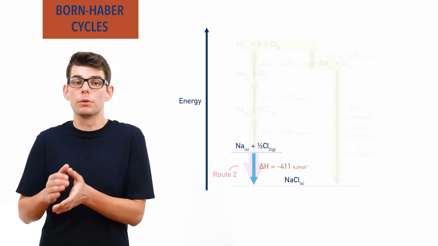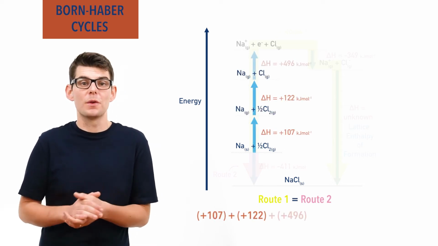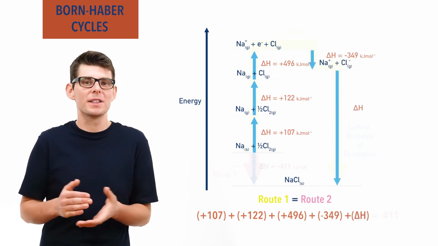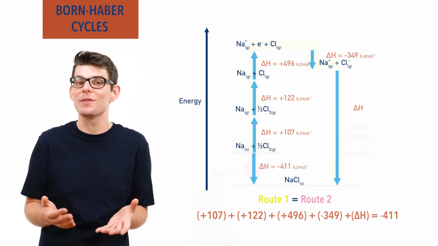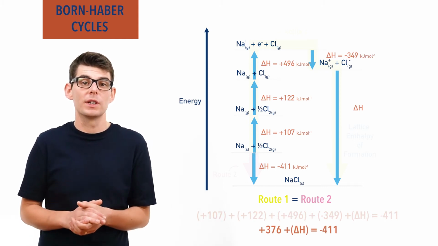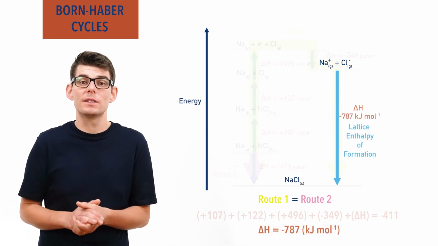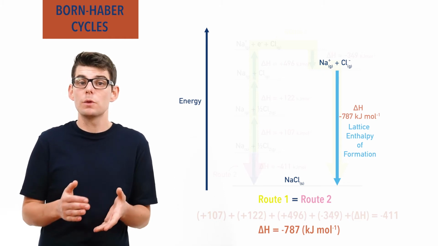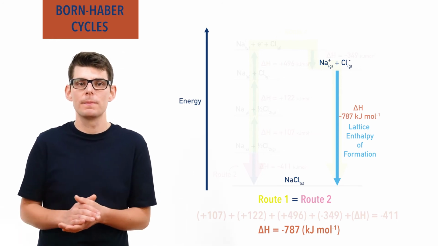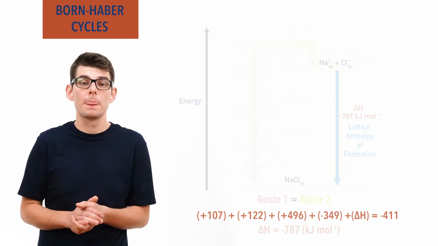If route 1 equals route 2, then positive 107 plus positive 122 plus positive 496 plus minus 349 plus delta H equals minus 411. This can be simplified down to positive 376 plus delta H equals minus 411, meaning delta H, the lattice enthalpy of formation, equals minus 787 kilojoules per mole, as minus 411 minus positive 376 equals minus 787.